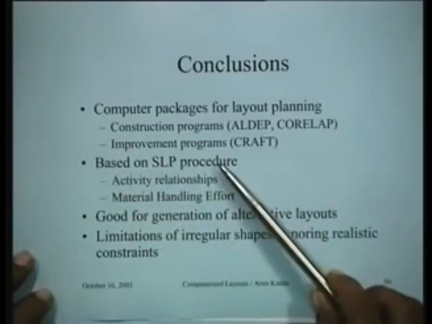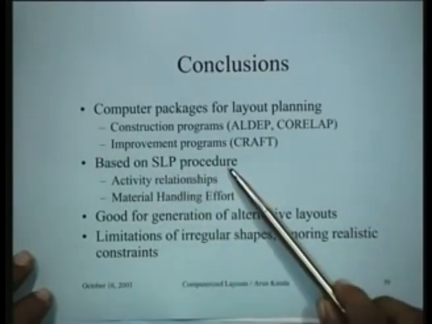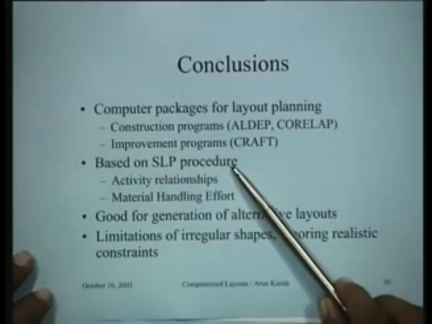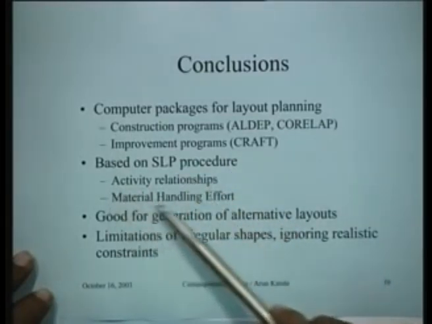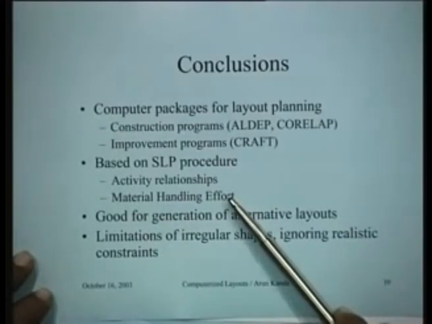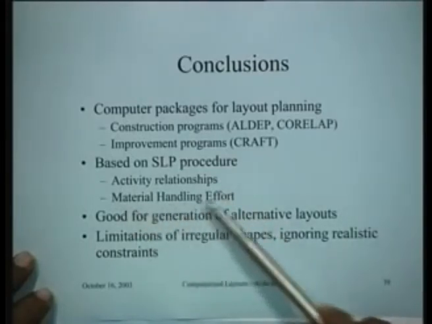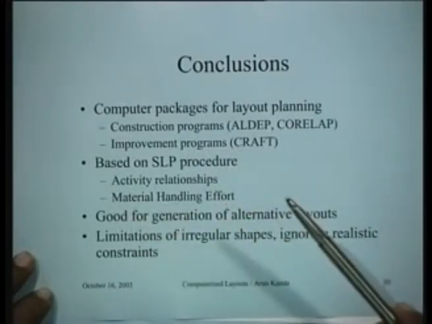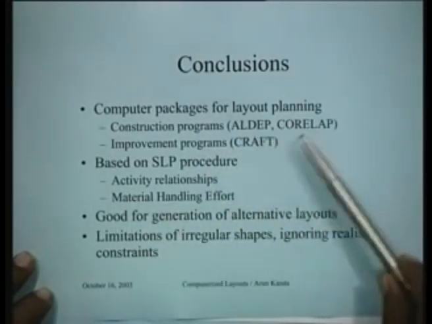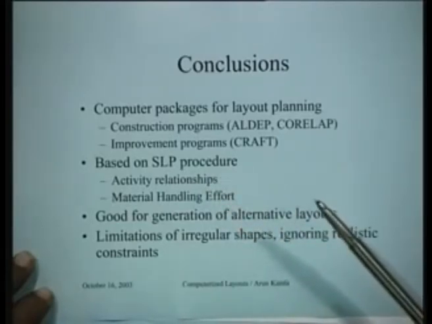Most of these computations or improvements are based on the systematic layout planning procedure of Muther, which we studied in the last lecture. And there were two measures which were commonly specified. One was the activity relationships in the form of AEIOUX, and the other was the material handling effort. So for instance, in Craft, material handling effort was taken as the objective function. In LDAP and CoreLab, the activity relationships determined the objective function.